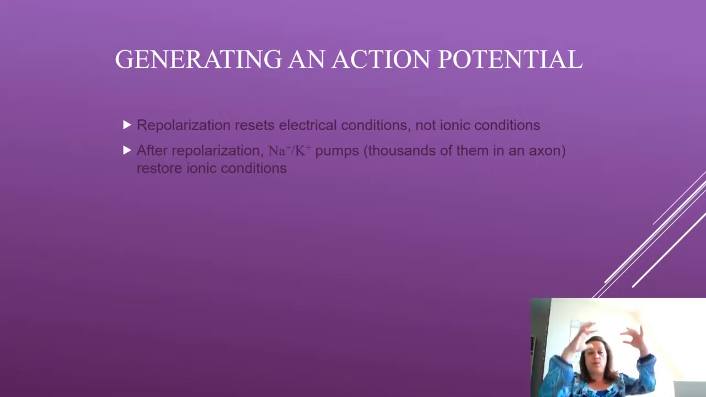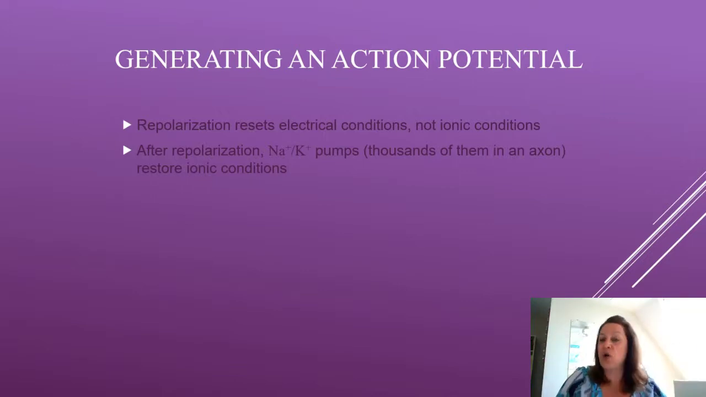When all the sodium went in and all the potassium went out, we now need that to go in the other direction. So now we have active transport of sodium and potassium across the membrane to reestablish those conditions. So we can go back again to that minus 70 and generate that loop.